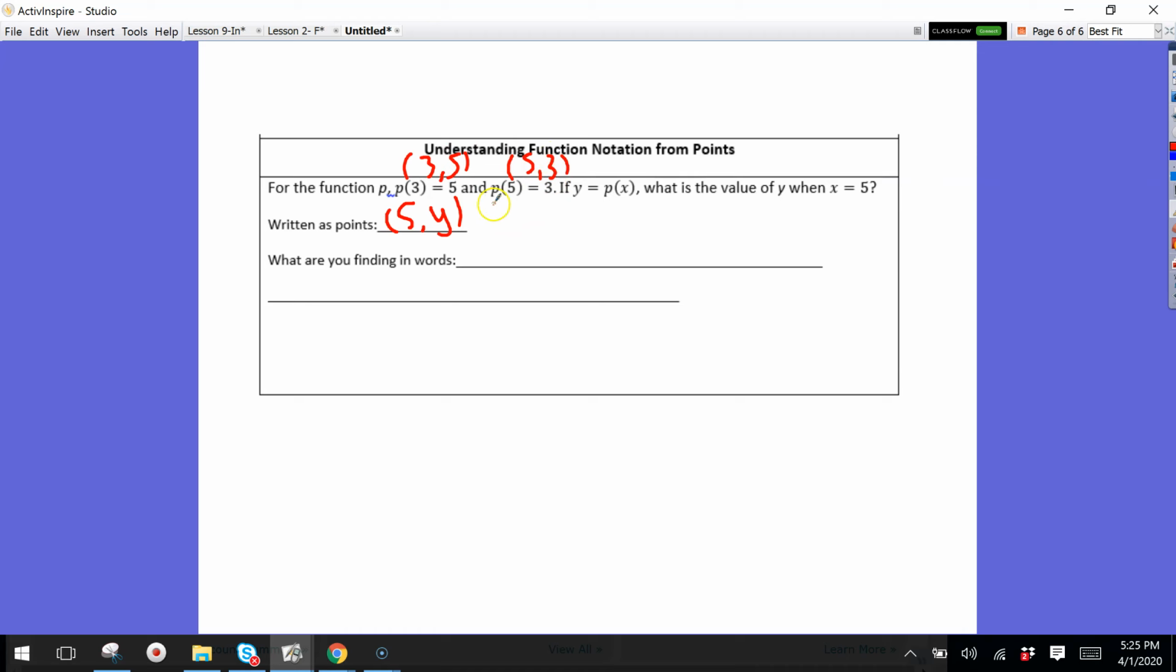So which point is going to help me out? Well, not 3, 5, because this one doesn't have the value that I'm looking for for x. This one's going to help me out here. So what is the value of y when I plug in a 5 for x? 3. And what was I looking for? I was looking for the value of y when x equals 5.